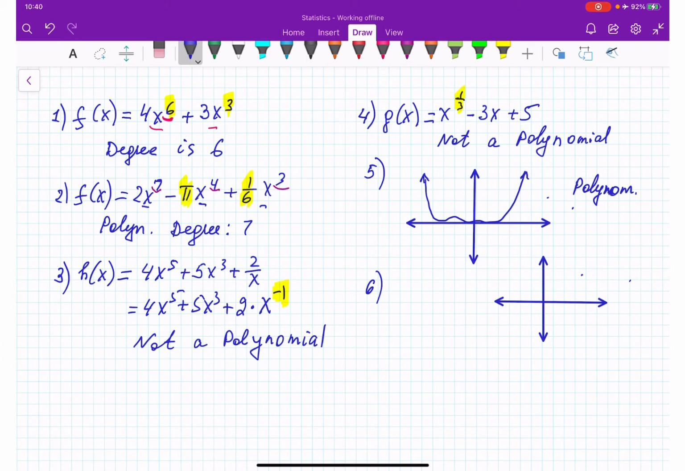So one goes this way, another one goes this way. Is this a polynomial? Correct. You are absolutely correct. This is not a polynomial because it has a break in the area of 0, and it doesn't touch the y-axis, doesn't touch the x-axis. So it has a break here, right? There is a break, therefore it's not a polynomial.